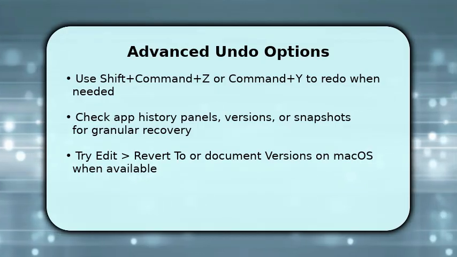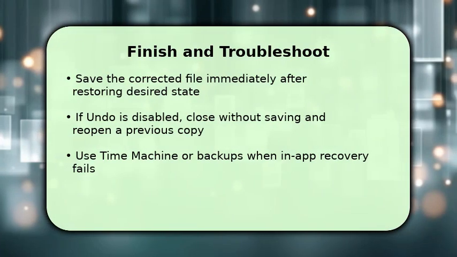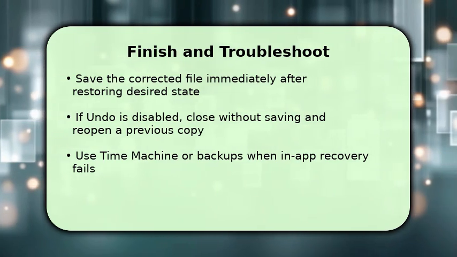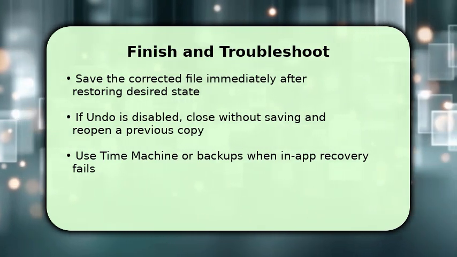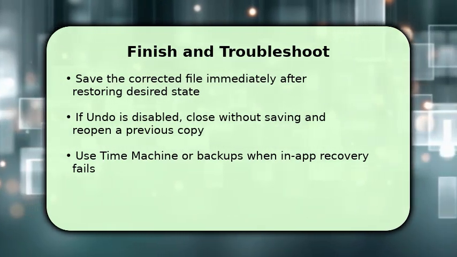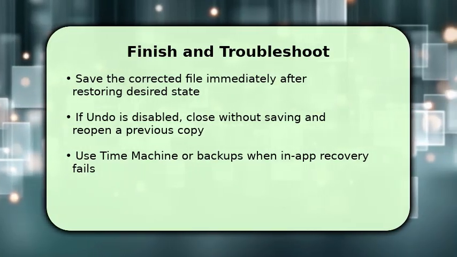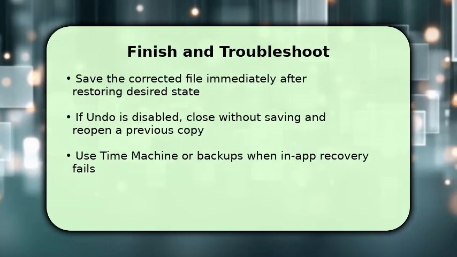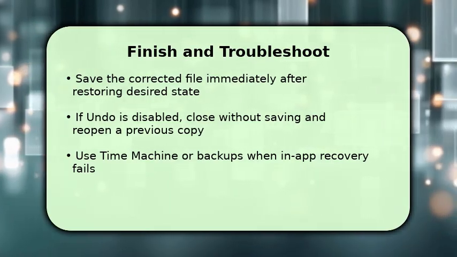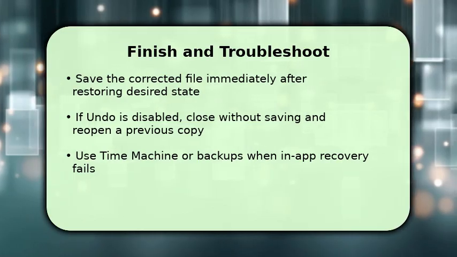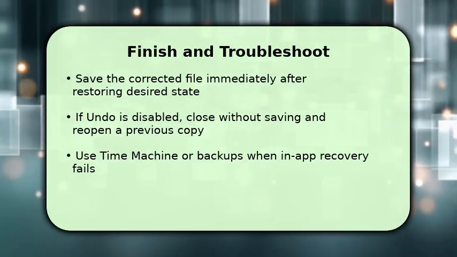To finish, verify the document now reflects the edits you want, then save right away to lock in that state. If undo is unexpectedly disabled, quit the app without saving and reopen the original file or a recent copy. This prevents overwriting recoverable data. If those steps fail, restore from Time Machine or your backup solution to recover an earlier version.